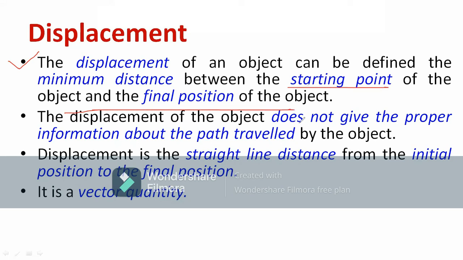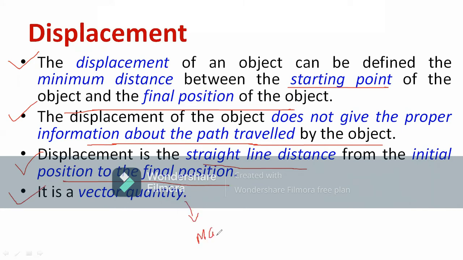So we found out the displacement in the particular diagram. It can also be defined as: the displacement of the object does not give proper information about the path traveled by the object. That is true. And the displacement is the straight line distance from the initial position to the final position. That is also very much true. It is a vector quantity because it always has both magnitude and direction. It always has magnitude, obviously, and also the direction.